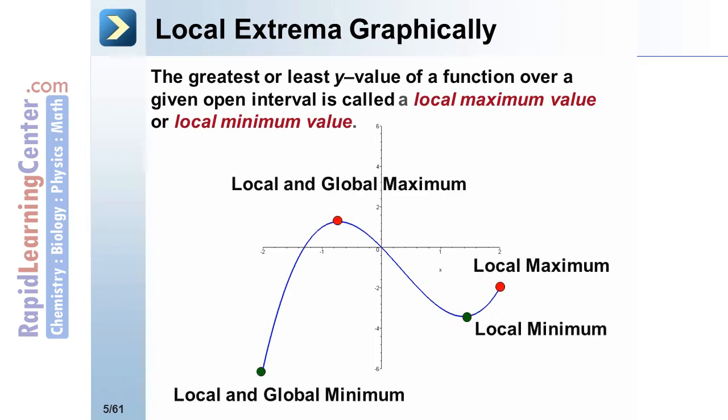Now, as we look at this graph, we can see that we have a local and global maximum at the graph's highest possible point. We have a local and global minimum at the graph's lowest possible point. But we also have just a regular local minimum and a regular local maximum. These 2 points represent high and low points of the graph, even if they're not the highest or the lowest point of the entire graph.